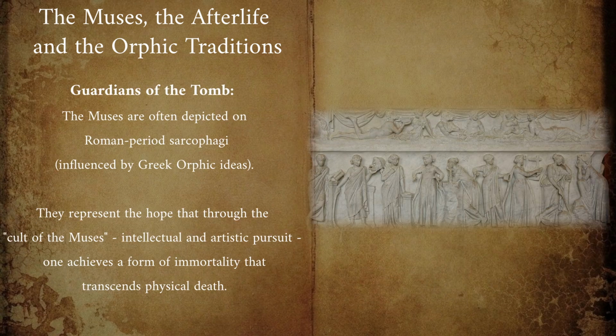And lastly, guardians of the tomb. The Muses are often depicted on Roman period sarcophagi, obviously influenced by Greek Orphic ideas. They represent the hope that through the cult of the Muses, intellectual and artistic pursuits, one achieves a form of immortality that transcends physical death.